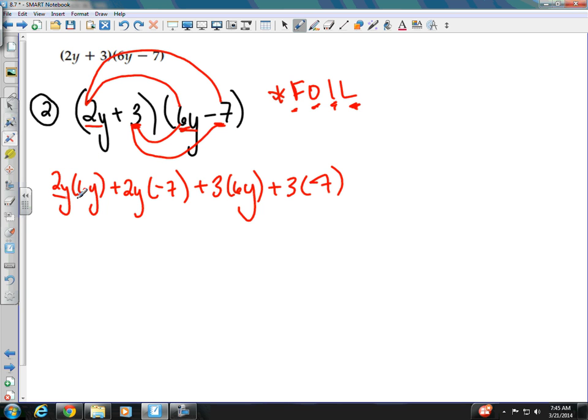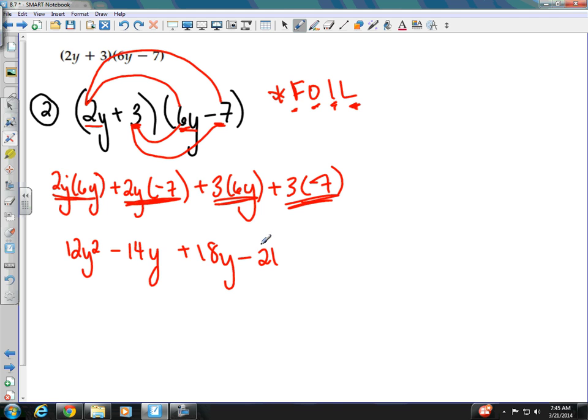So 2y times 6y. So we multiply our coefficients. 2 times 6 is 12. We add our variables' exponents. So 1 and 1 makes 2. Alright, 2y times negative 7. So 2 times negative 7 is a negative 14. And our y drops. And then 3 times 6y. So 3 times 6 is a positive 18. And our y drops. And then 3 times negative 7 is negative 21.